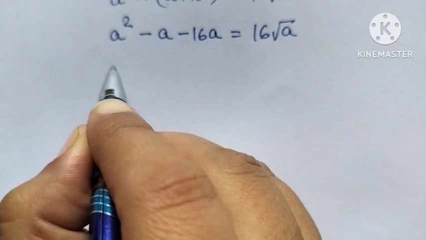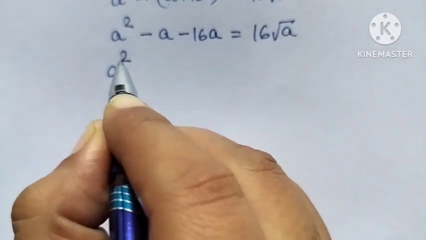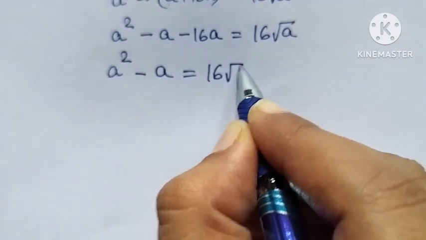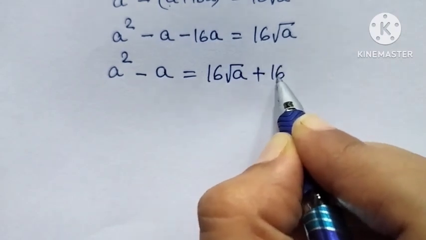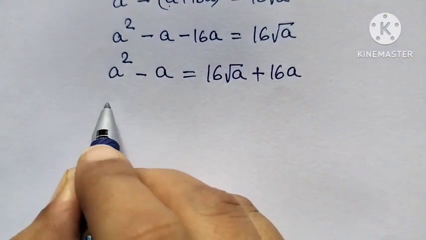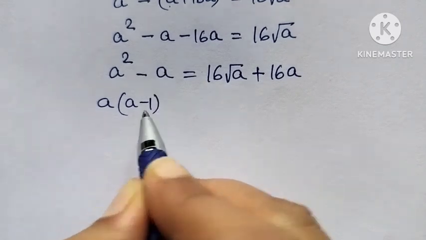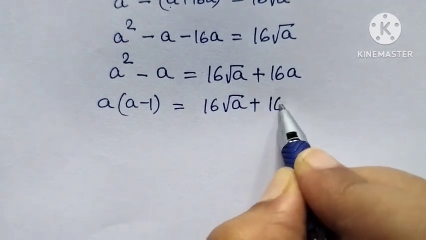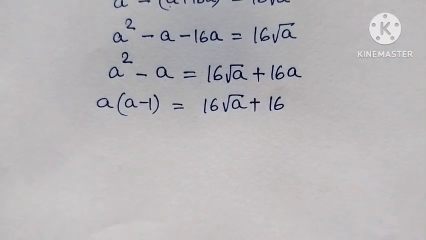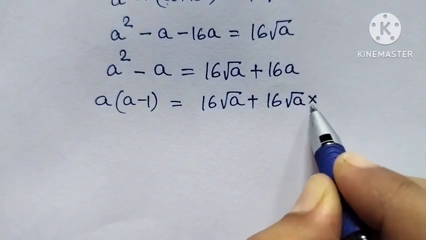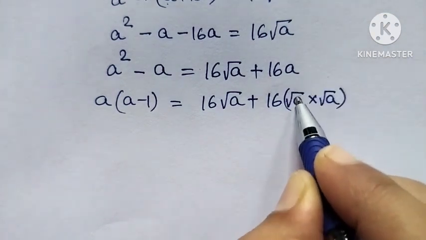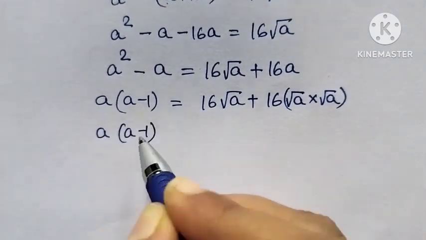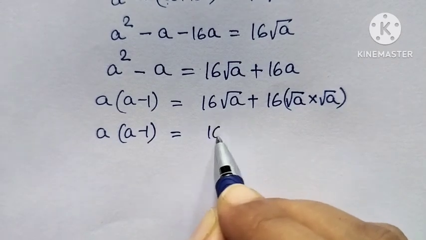Then the next step is a square minus a is equal to 16 root a plus 16a. a is common, then a into a minus 1 is equal to 16 root a plus 16. a will be split into root a into root a. Then a into a minus 1 is equal to 16.